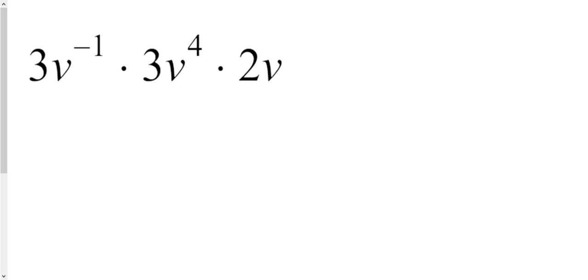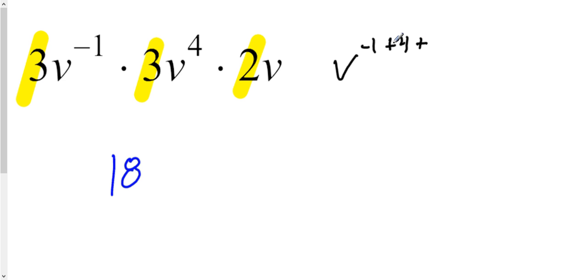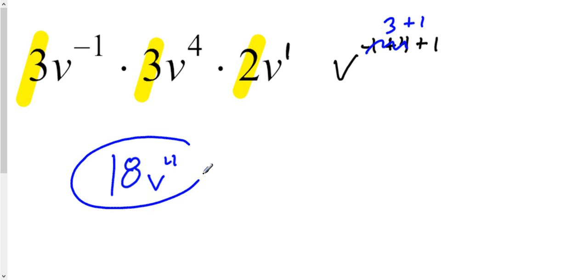If we have more than 2 terms, it's still the same kind of idea. We're going to first multiply all the regular numbers, our coefficients. 3 times 3 is 9 times 2, so we get 18. Then we get negative 1 plus 4 plus the 1 that's on this v over here, even though it's not listed. That gives us 3. 3 plus 1 gives us 4. V to the 4th power. No one has a negative exponent, so it stays just like that.